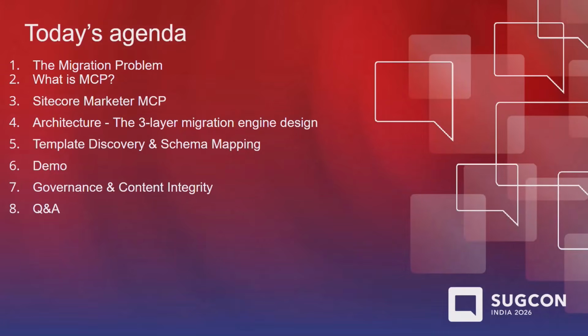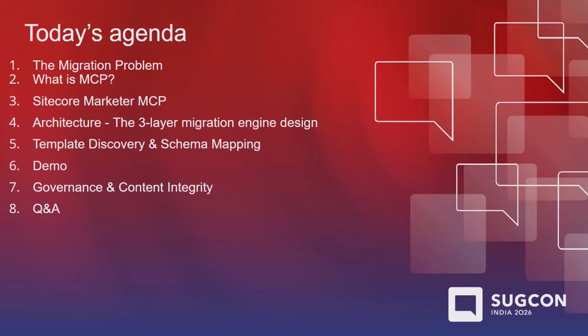So let's see today's agenda and what we are going to cover. The first thing is the migration problem, because before we see the actual solution, I would like everyone to know what the actual problem is and what problems we face while migrating. We'll talk about the Sitecore Marketer MCP server, the official server published by Sitecore, and we'll see it working live as well.